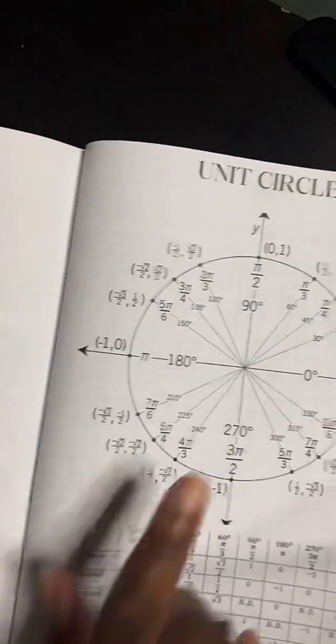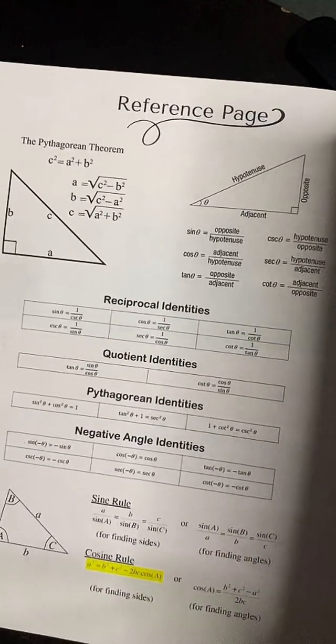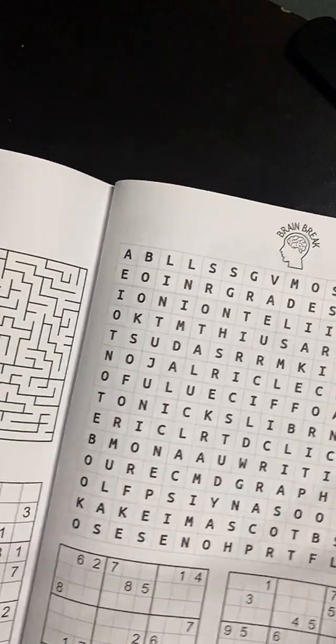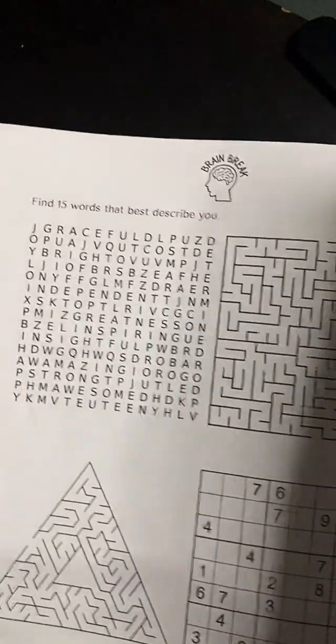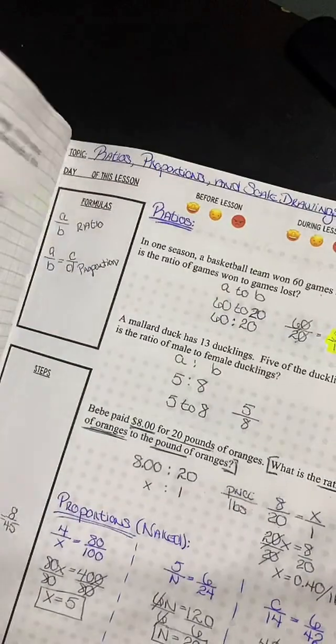All right, so area and perimeter, unit circles are in here, as well as the Pythagorean theorem, SOHCAHTOA, and some of the identities. I also give kids or young students a brain break, because this book is basically designed for students 7th grade all the way up to adults.